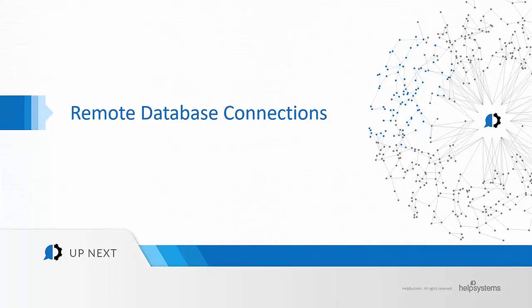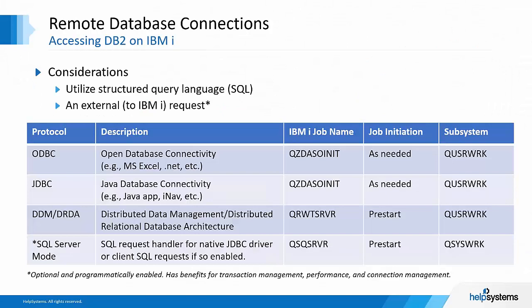So let's talk about the remote database connection that we're going to focus on today. We're going to talk about ODBC connections and JDBC connections primarily. You're very familiar with these in the form of the infamous QZDASOINIT job name that typically shows up in the QUSRWRK subsystem. If you're familiar with subsystem technologies, or if you're fairly new to IBM i, we can certainly get you up to speed on some of the work management built into the operating system as well.